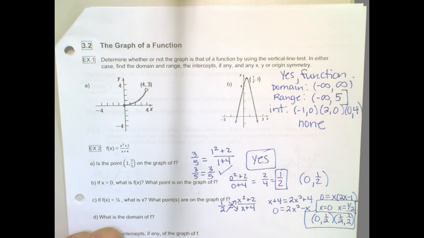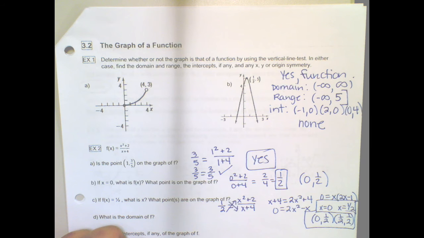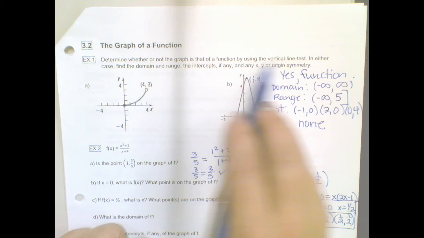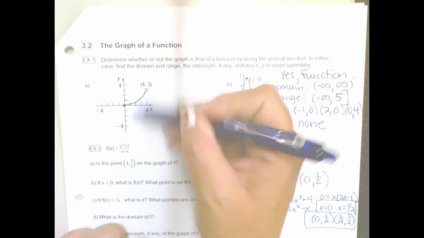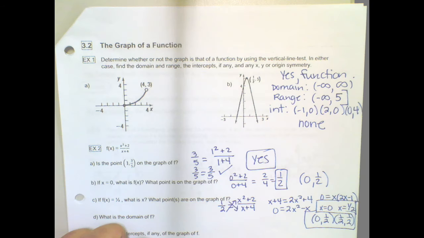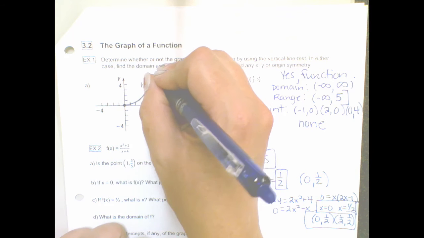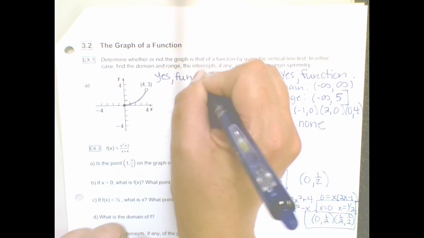But just to finish up, because I want you to have the full examples. For example 1, determine whether or not the graph is that of a function by using the vertical line test. So that's the first thing. Any vertical line that I would draw here is not going to touch more than once. So that means that this passes the vertical line test, and it is indeed a function.